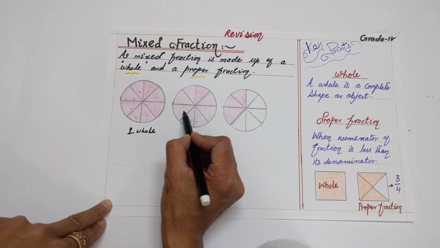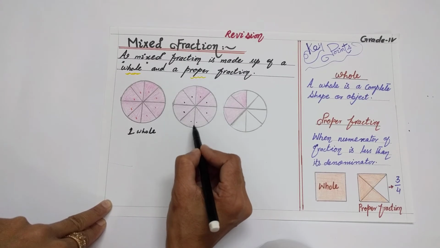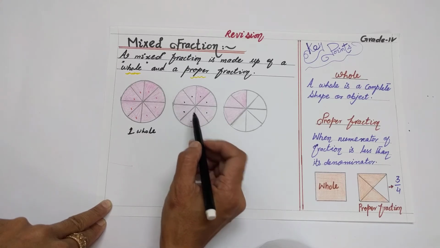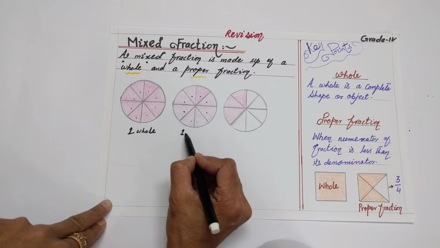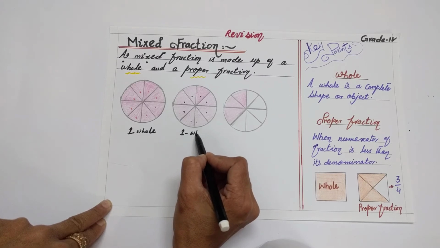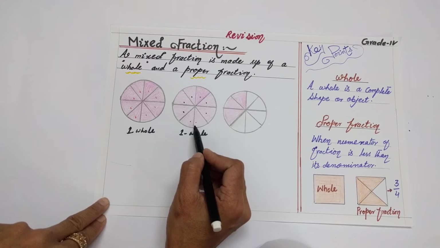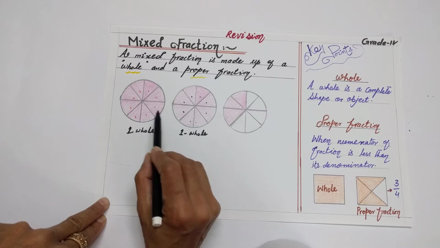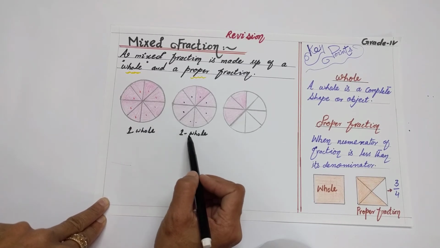1, 2, 3, 4, 5, 6, 7, 8. Again there are 8 equal parts, and I am using all the 8 parts because all the 8 parts are shaded, and the shaded part shows that I am using the whole. So here I am using 2 pizzas completely. I am dividing the pizzas into 8 equal parts, and I am using the whole of the pizza. That's why one whole and one whole.